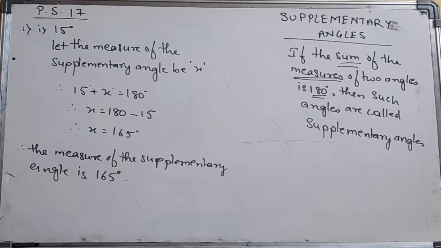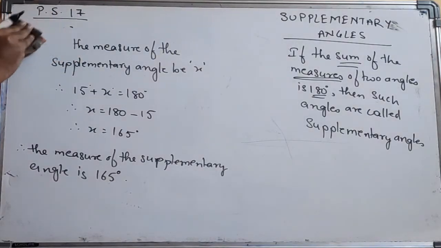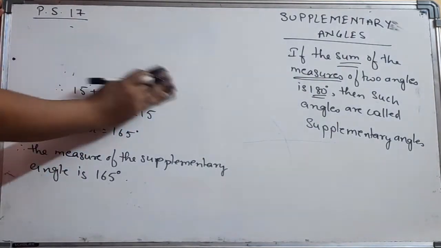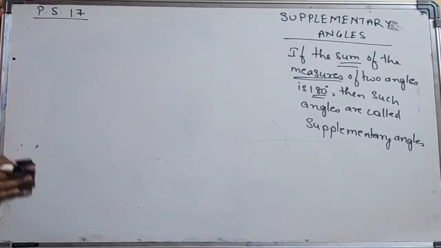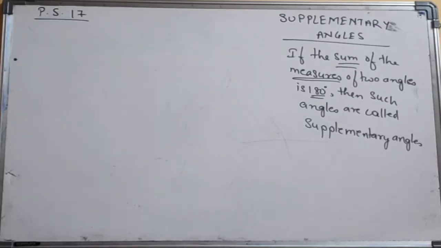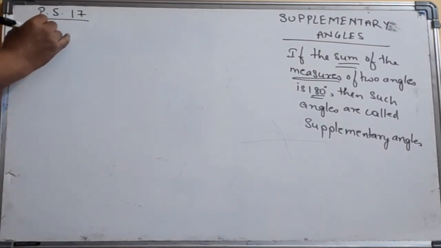Now let us look at question number 2. In question number 2, they have given us the measures of a few angles and they have asked us to use them to make pairs of complementary and supplementary angles. So you are supposed to use those pairs and check whether they are complementary angles or supplementary angles. So how to move about it? I'll do it for the first angle. Question number 2 first.